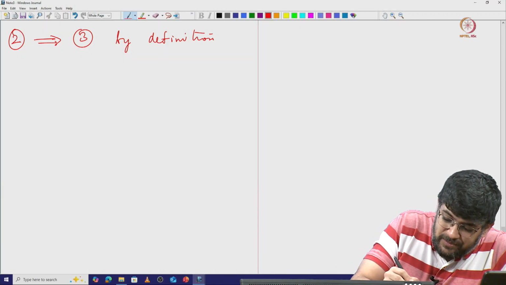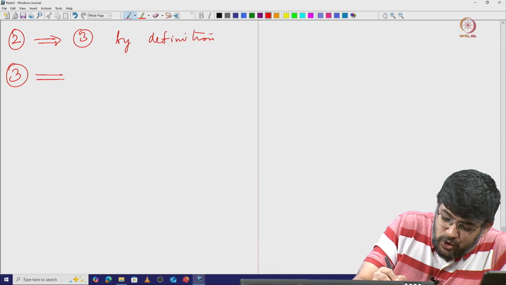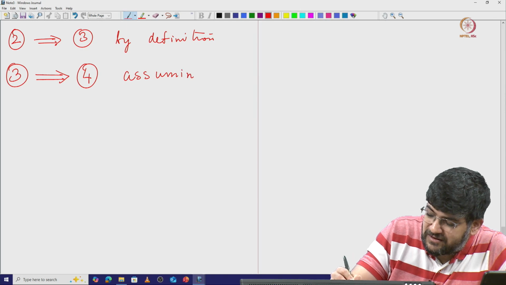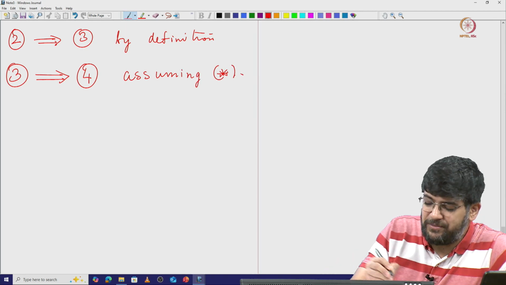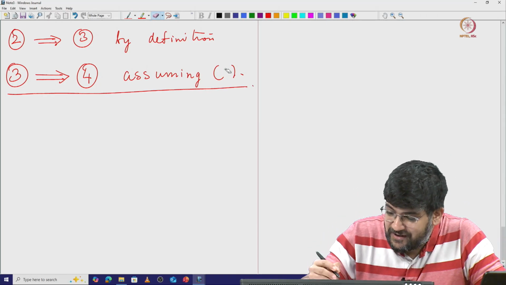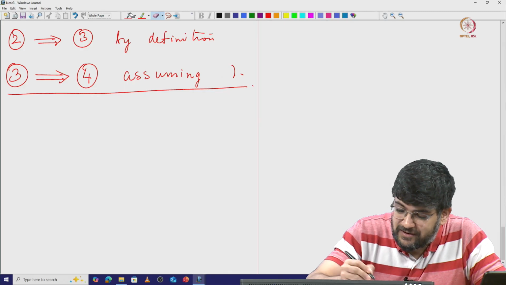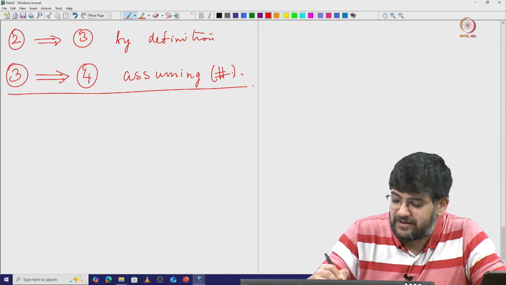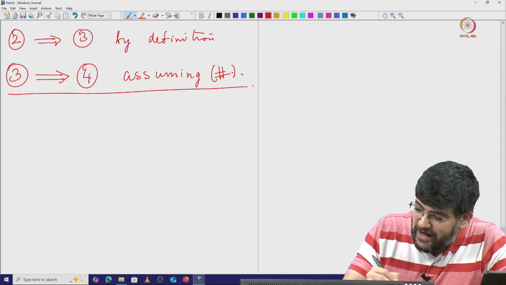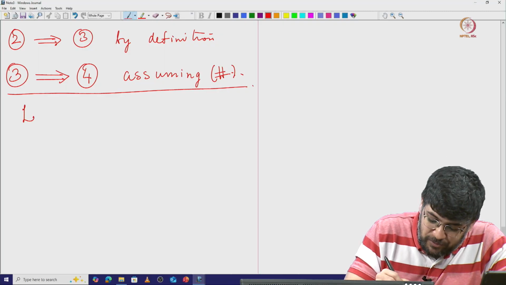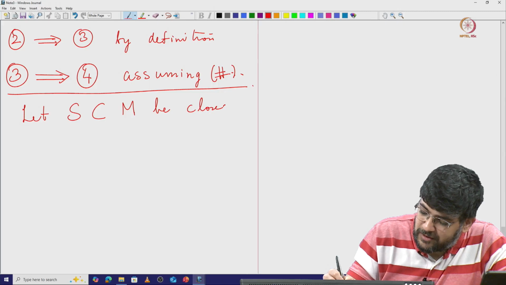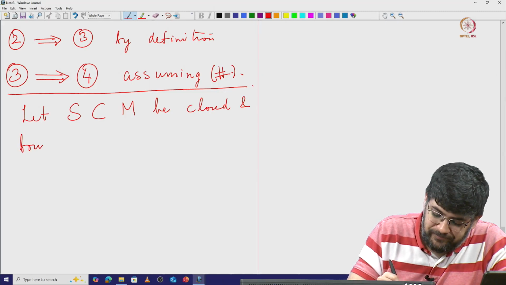Okay, so now I want to show that 3 implies 4 assuming star, sorry, assuming hashtag. And as I said, I will prove hashtag in the next lecture. So I have to prove the Bolzano-Weierstrass property. So let S be closed and bounded.